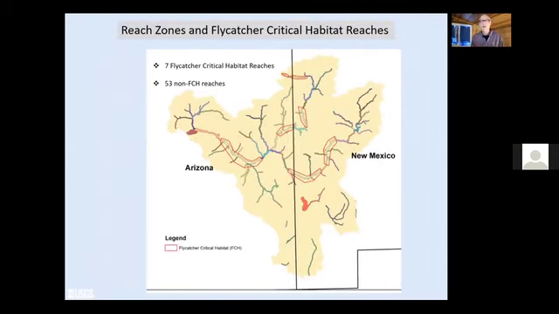So what we did is we divided all the reaches of the Gila into what we call zones. So we have the 7 critical flycatcher habitat reaches, which you could see are the red polygons. And we also delineated polygons for the other reaches. So there's a total of 60 reaches that we identified. Each one is a zone, meaning that a polygon's been drawn around the reach. And that enables us to use GIS zonal statistics in order to characterize the flycatcher habitat. It's an extremely efficient way to model large areas and large data sets.